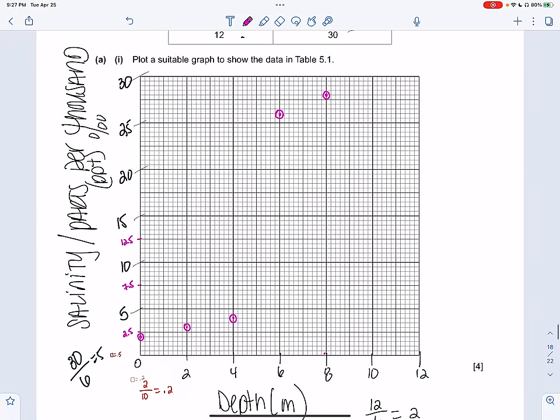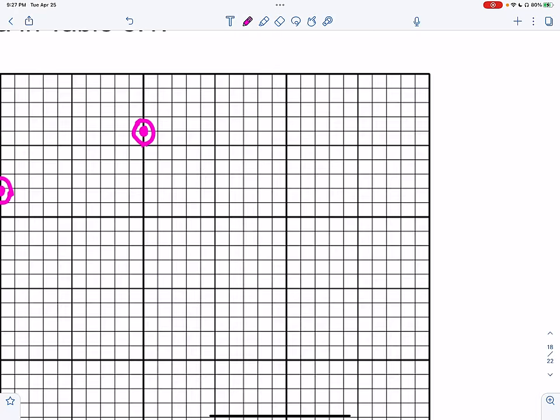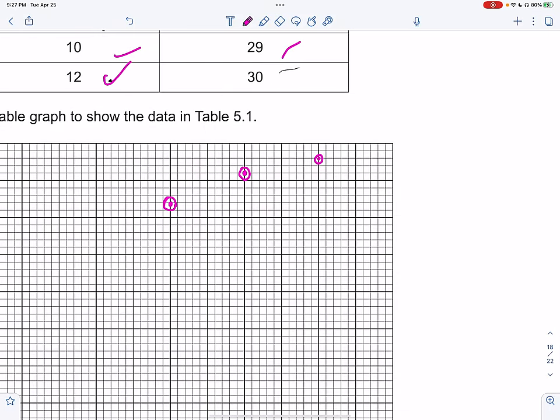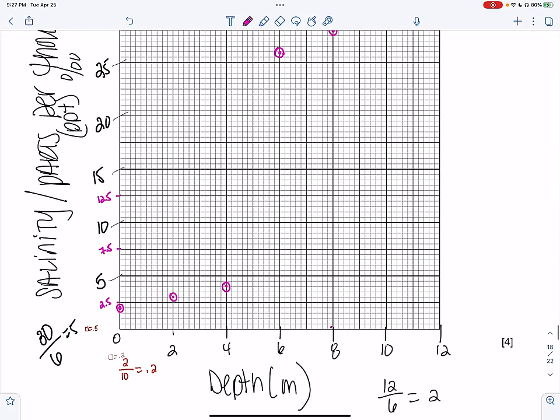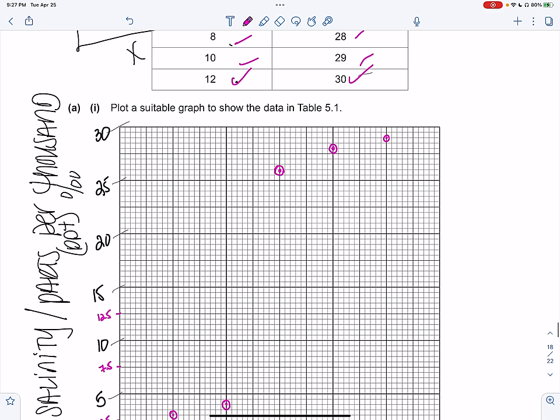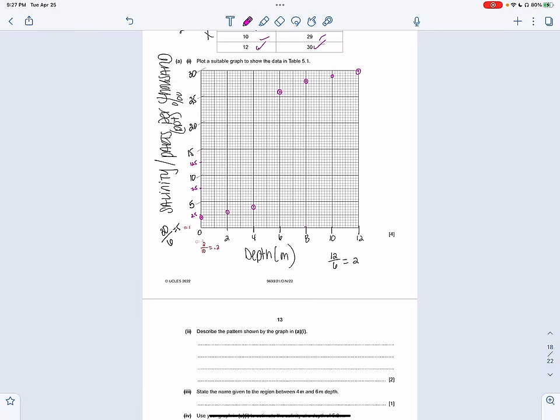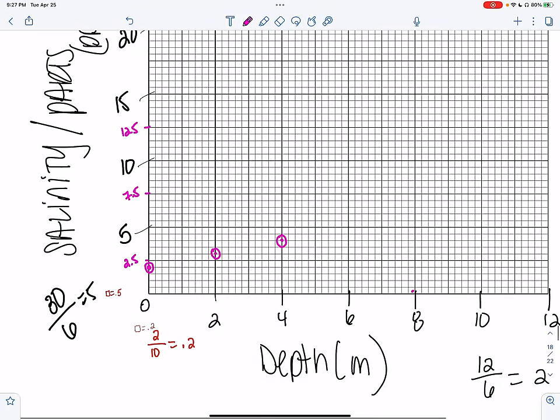10 and then 29, 10, go up to your 29. So I know this is 28, 28 and a half, 29. And that makes sense because then 29 and a half, 30, and we're only going to 30, and depth of 12 and 30. So this is my last one, and this is 12, and then 30 at the top. You can graph on the axis. And now I am going to connect them with ruled straight lines. So ruler and the straightest lines you can imagine.